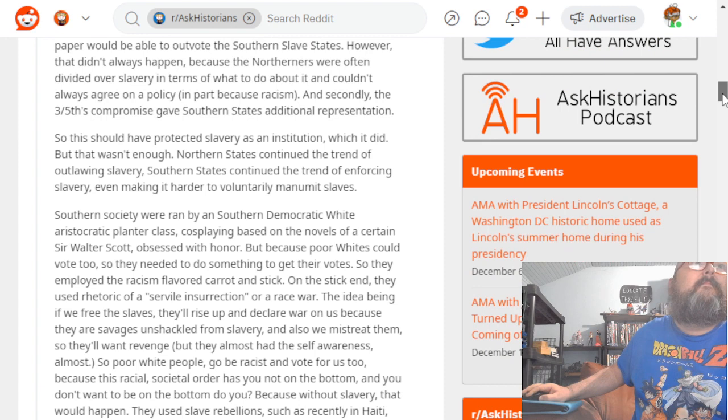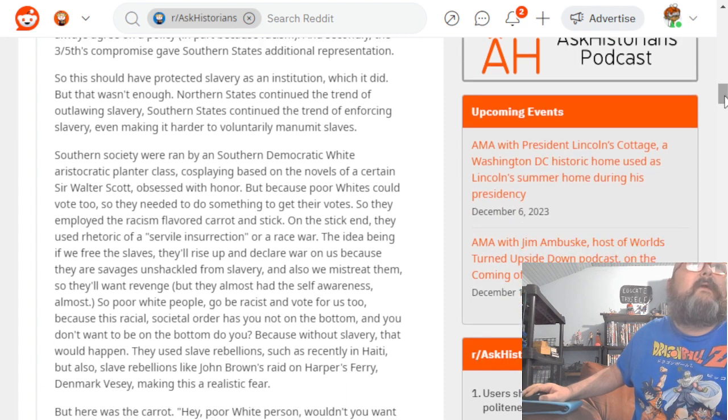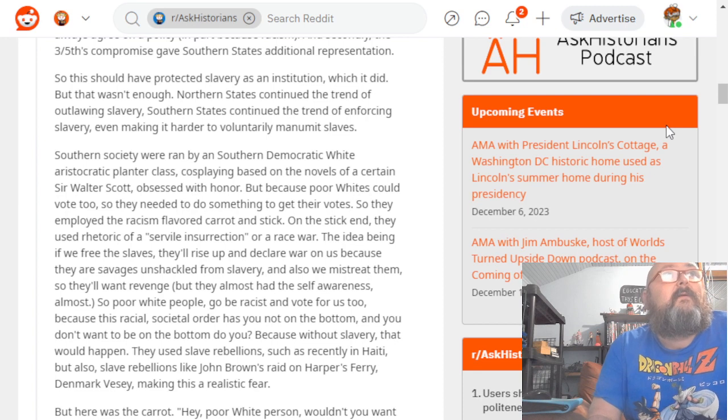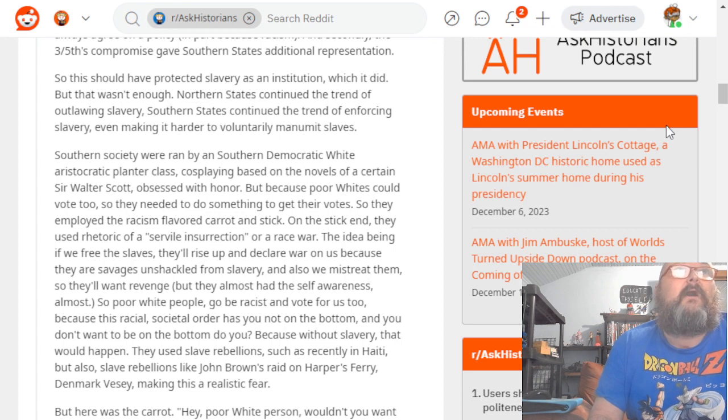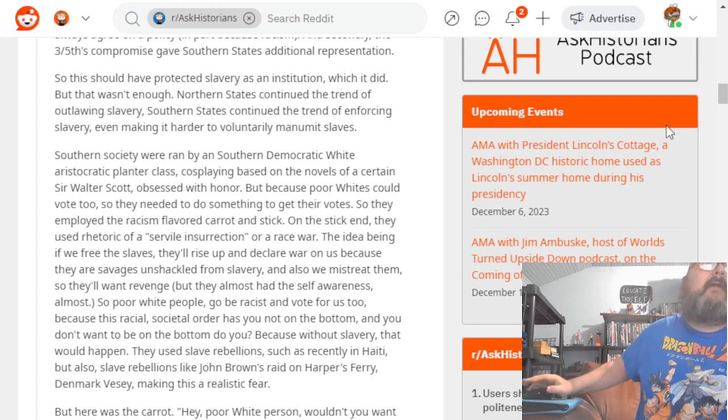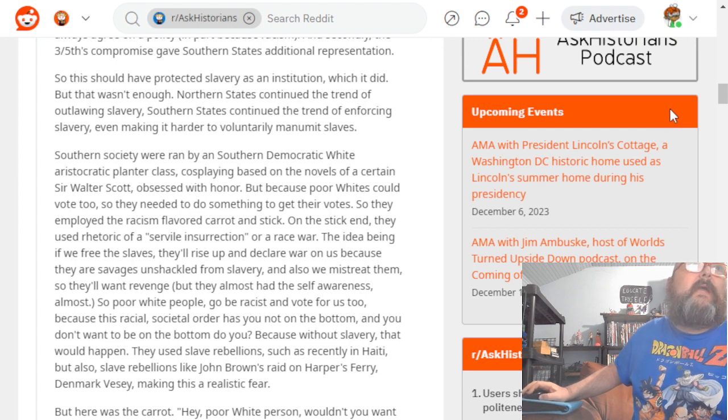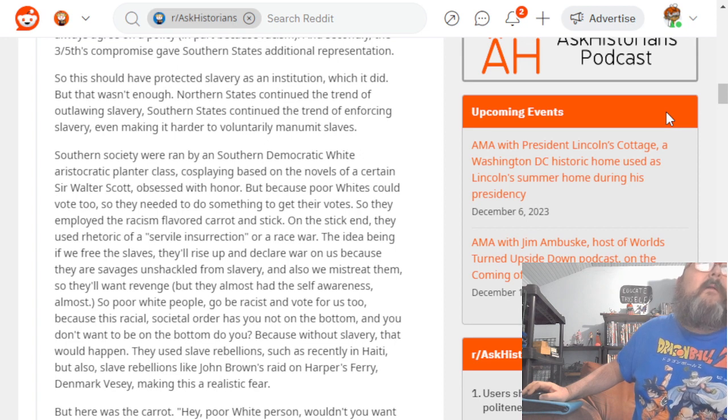So this should have protected slavery as an institution, which it did, but that wasn't enough. Northern states continued the trend of outlawing slavery. Southern states continued the trend of enforcing slavery, even making it harder to voluntarily manumit slaves. Southern society was run by a Southern Democratic white aristocratic planter class, cosplaying the novels of a certain Sir Walter Scott, obsessed with honor.